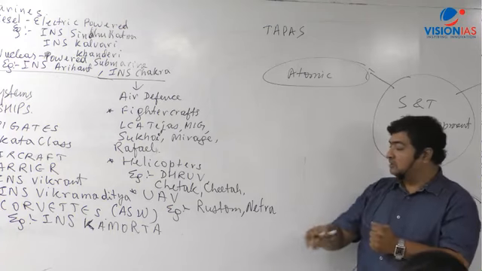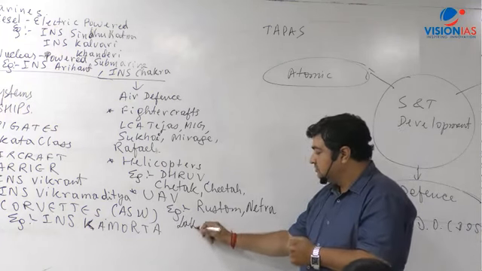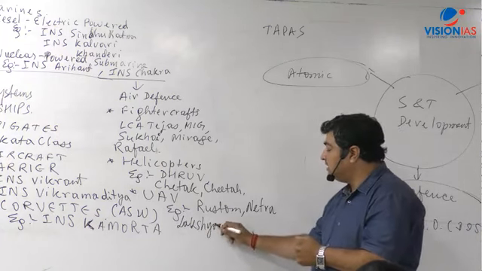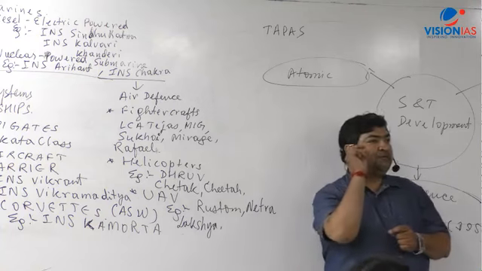Right? Before Netra, there was Lakshya. So from the name you can figure it out. Lakshya means target acquisition. This UAV can fly to find out targets.